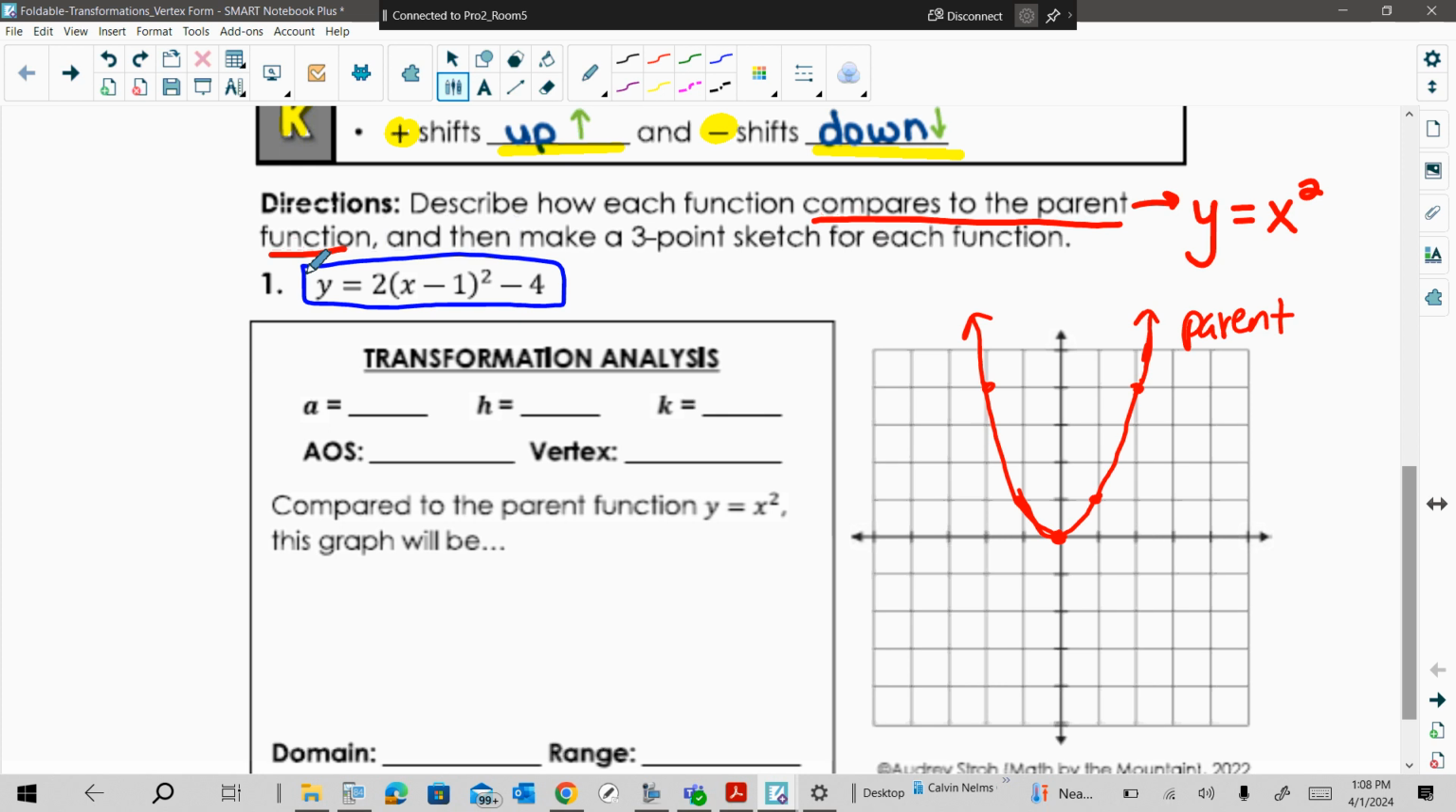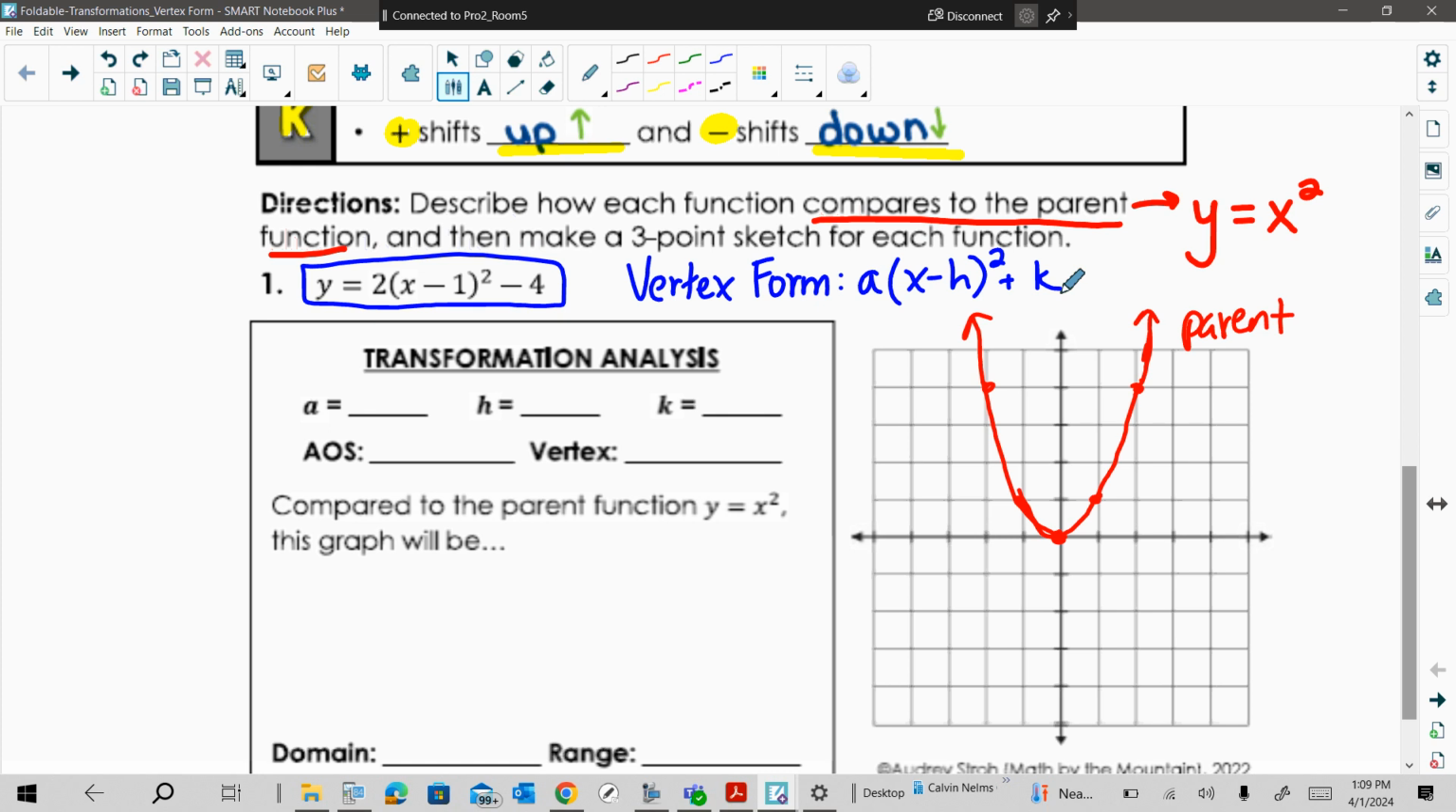Now, when we come up with our transformation analysis, we need to know the A, the H, and the K, and that is from the transformation form, the vertex form. Our vertex form looks like this: A parentheses x minus h, close the parentheses, squared, then plus k. Okay? So they do want you to see, can you find the parts to the formula? But you can also find it on the graph.